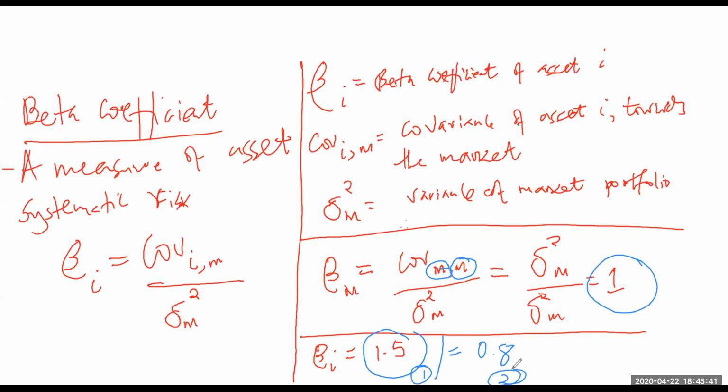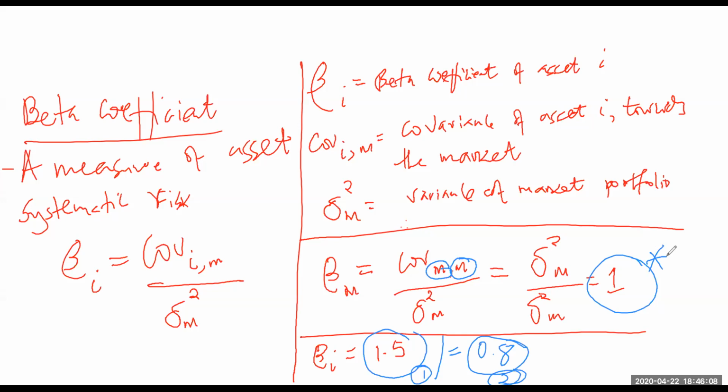At the same time, if we consider security 2, the second scenario, 0.8, it means that the amount of return to be received in scenario 2 is lower than the market. Why? Because the beta of 0.8 is lower than the market of 1. That's how you interpret the beta coefficient.